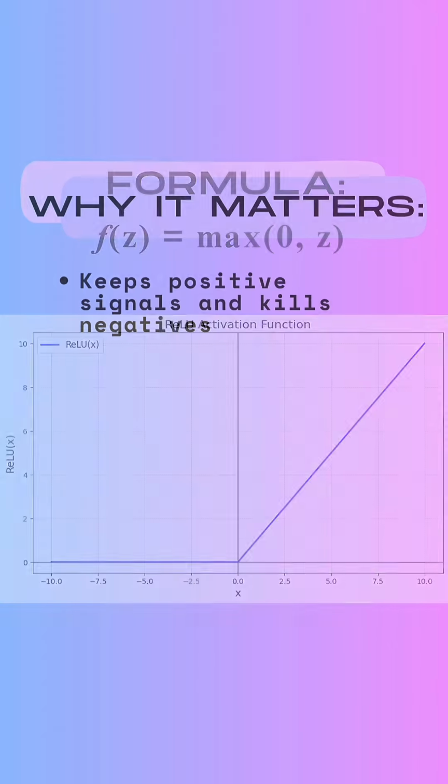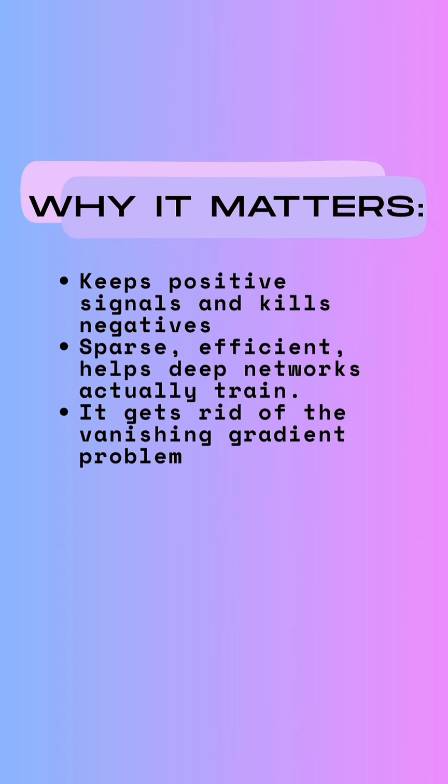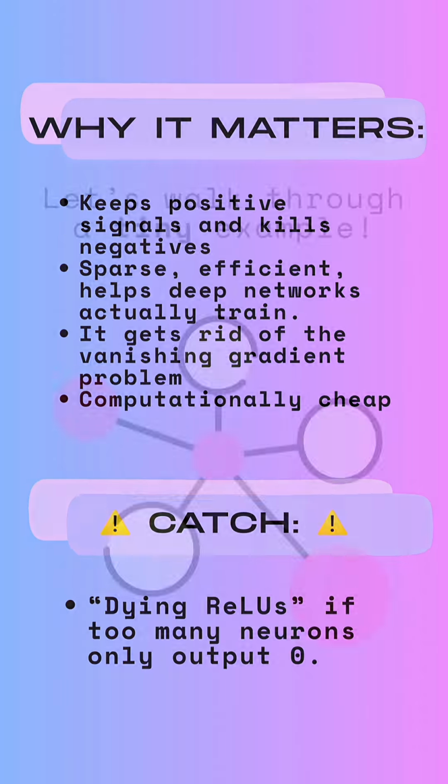So why does this function matter so much? ReLU keeps positive signals and kills negatives, and makes networks sparse and efficient. It gets rid of the vanishing gradient problem and is computationally cheap, and is also one of the reasons that deep neural networks became practical to train. The catch? If too many neurons keep outputting 0, they can stop learning completely. This is known as the dying ReLU problem, which I'll get into in another video.